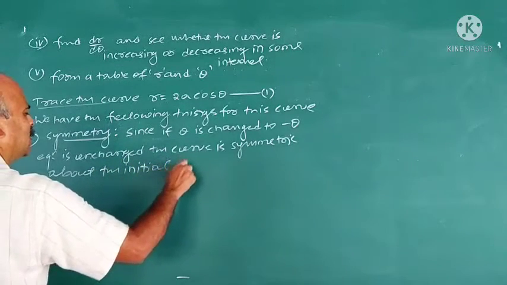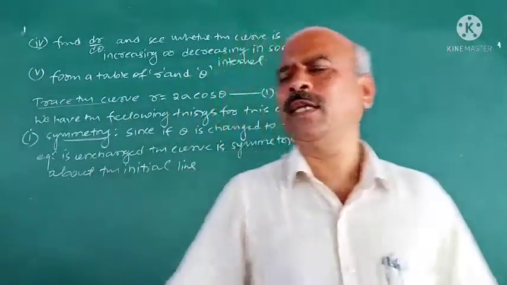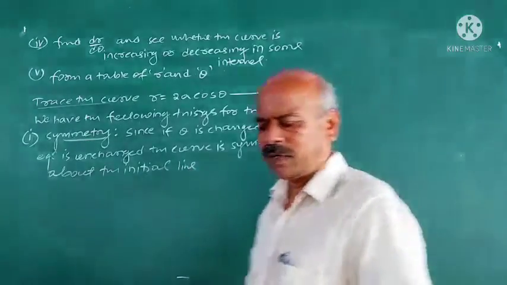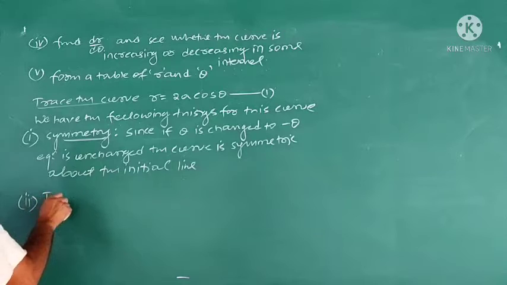Very important thing it is, because if you know the shape of the curve above the initial line, then below the initial line it is symmetric. By symmetry you can easily draw that one. Second, tangent at the pole.